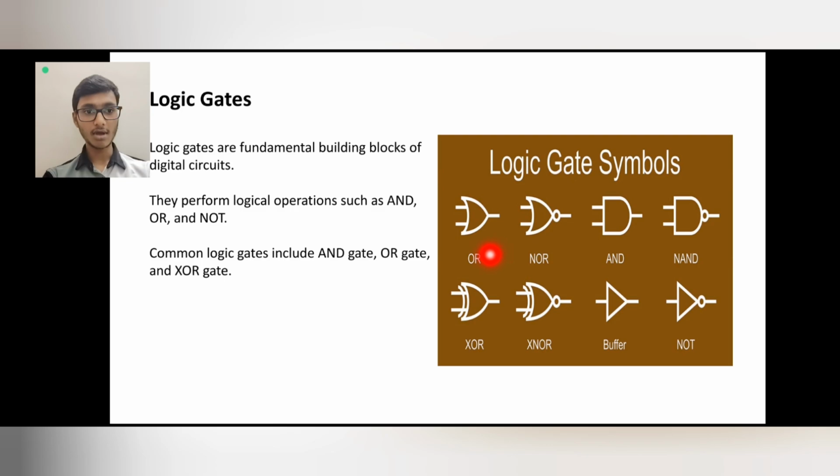OR gate. OR gate is nothing but when both the inputs are 0, the output will be 0. When either of the inputs is 1, the output will be 1. For example, if input A is 0 and input B is 0, the output will be 0. If input A is 1 and input B is 0, the output will be 1. If input A is 0 and input B is 1, the output will be 1.